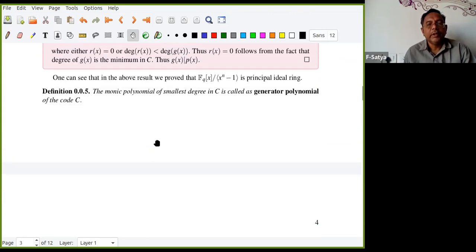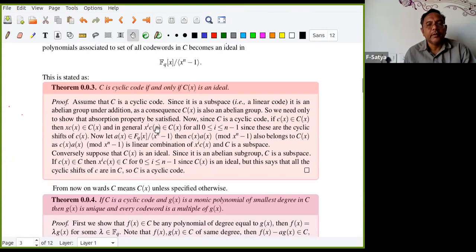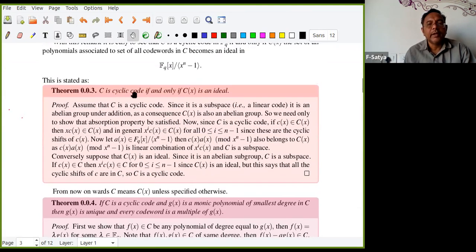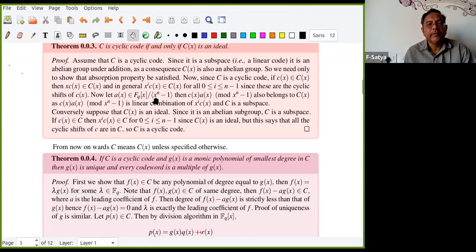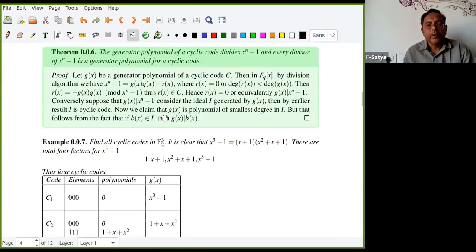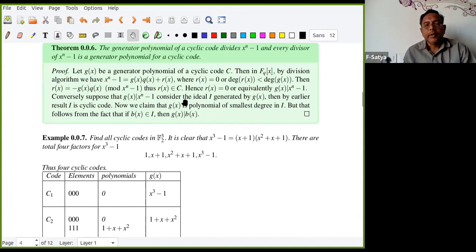By which one? Actually, this is not this result, this result, right? Ideal implies cyclic code implies ideal, right? This result we have done, right? That way. So consider the ideal generated by g(x). So every ideal is a cyclic code. Now we claim that g(x) is a polynomial of smallest degree, but that follows from the fact that if b(x) belongs to I, then g(x) divides b(x), right? This also we just now proved.